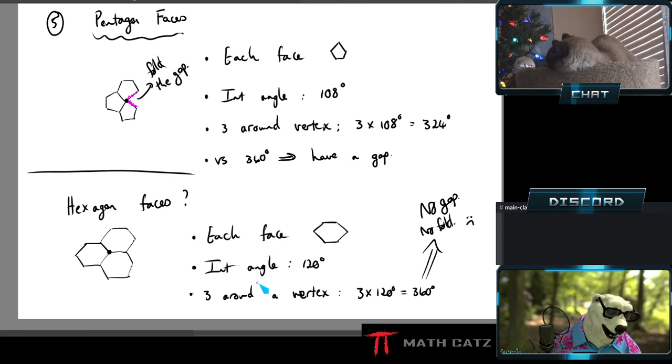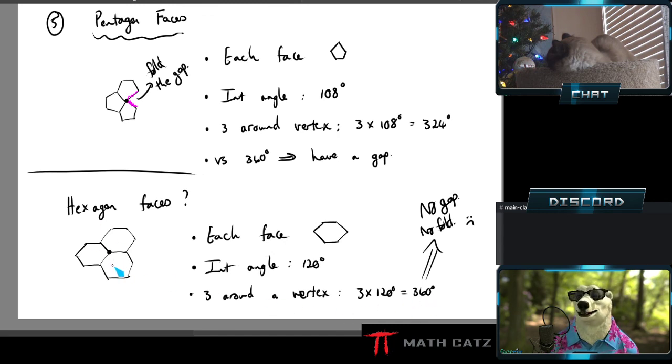Okay, but it's important to understand why there are only these five regular polyhedra. Why can I not use faces that are bigger polygons? Say it again. If I use other larger regular polygons, the interior angle just increases. A heptagon has a larger interior angle, an octagon larger, and so on. They just get bigger and bigger. I still need three, so three times a larger interior angle is just going to be further away from 360.